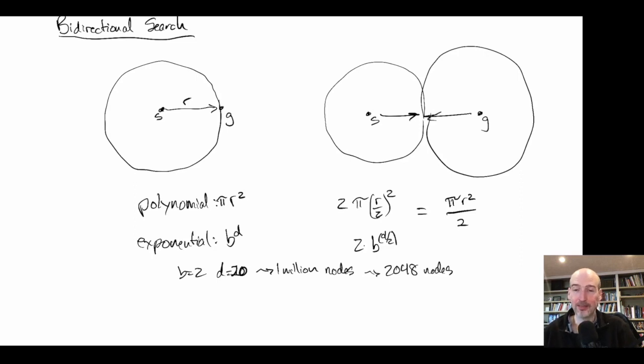So this is the premise, and it seems sort of obvious that bidirectional search should be helping out here, but it turns out that in practice this hasn't always been the case.